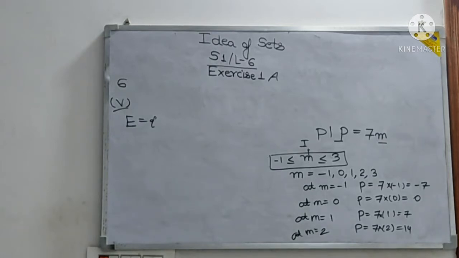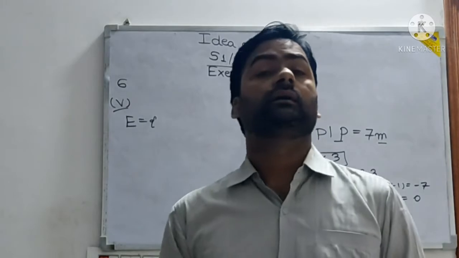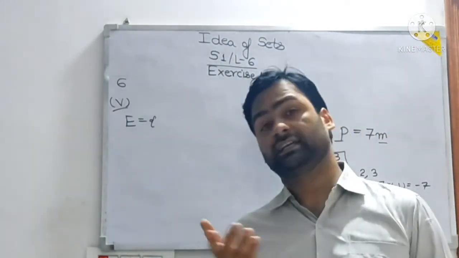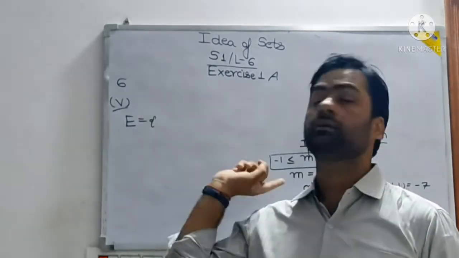Also called the roster method. No, not the rule method, the roster method. The rule method is your set builder one. This is called tabular or roster form. So in roster form, what are we doing? In the roster form of representation of sets, we are just writing the elements of the set separated by commas and enclosed in brackets.